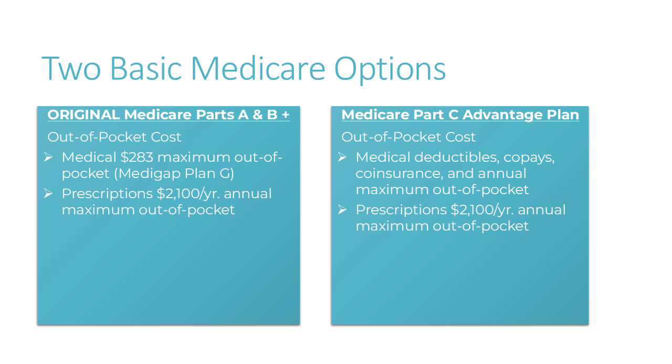Next, using the Medicare Part D prescription drug plan in your Medicare Advantage plan, the maximum out-of-pocket costs for prescription drugs is $2,100 in 2026. Remember, the maximum out-of-pocket costs for prescription drugs is separate from the medical maximum out-of-pocket costs in the plan.